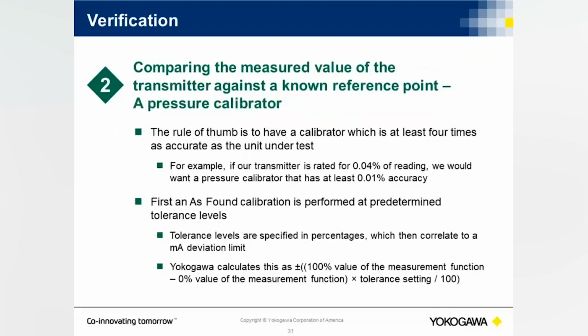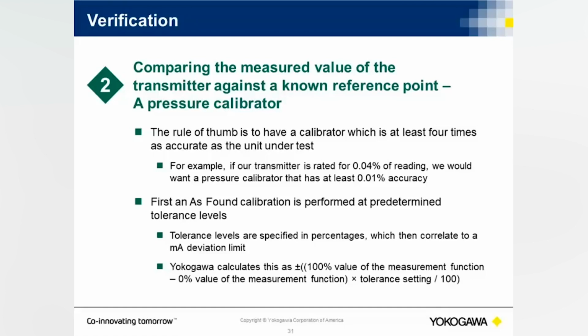The second part of verification involves comparing the measured value of a transmitter against a trusted source. In this case, it would be a pressure calibrator. A general rule of thumb in calibration metrology is that you need to have a calibrator which is at least 4 times as accurate as the unit under test. So in our example, if we're using a transmitter rated for 0.04% of reading, we want a pressure calibrator that is at least as accurate as a 0.01% class. Once we choose this calibrator, the next step would be performing an as-found calibration.